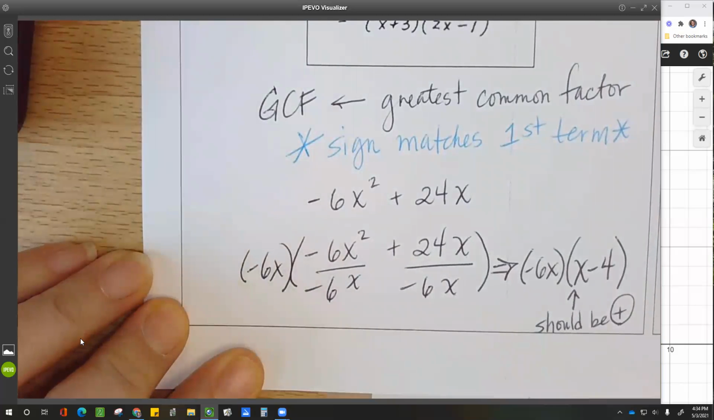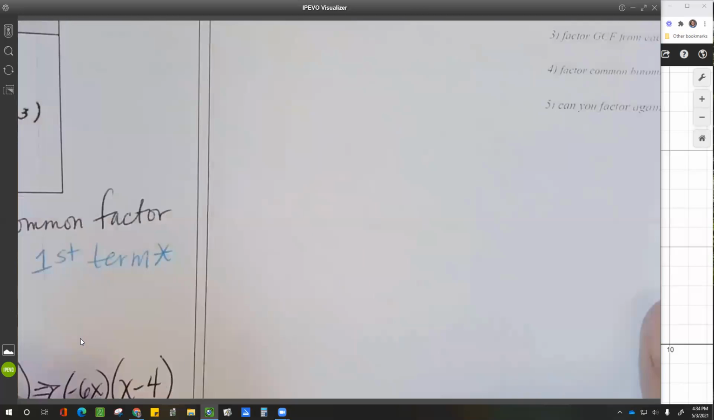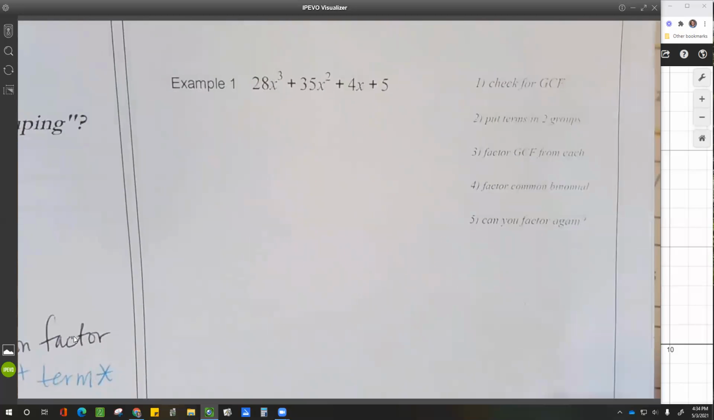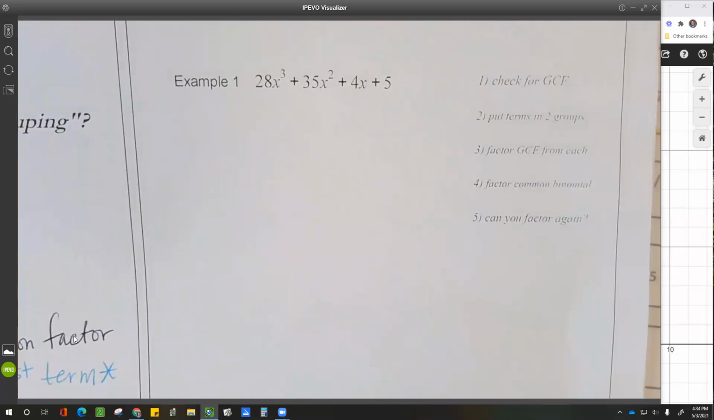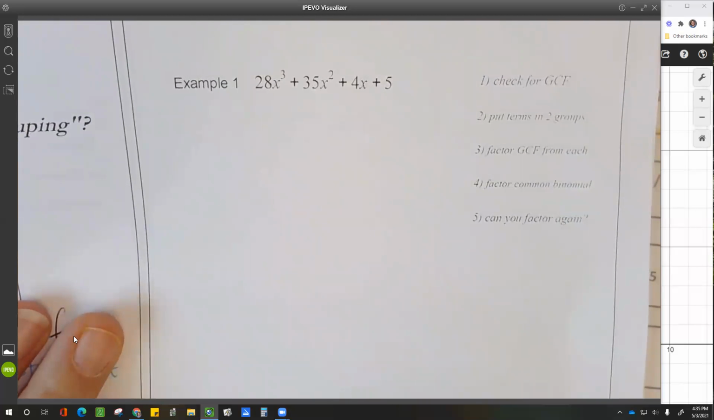Okay. And I have 2 examples here. Here's one. Please write this down. 28x to the third plus 35x squared plus 4x plus 5. We'll factor this using grouping.